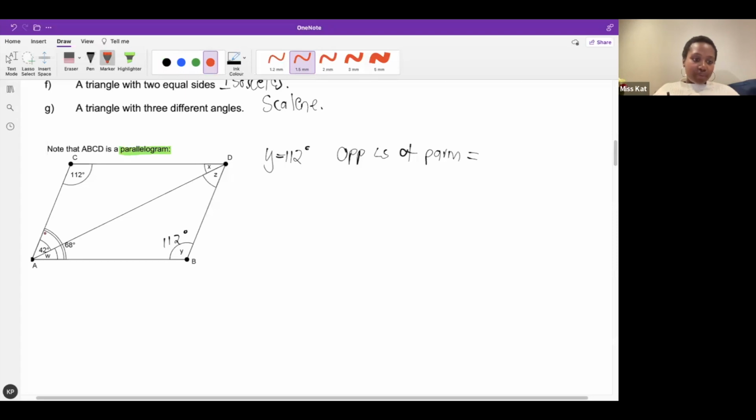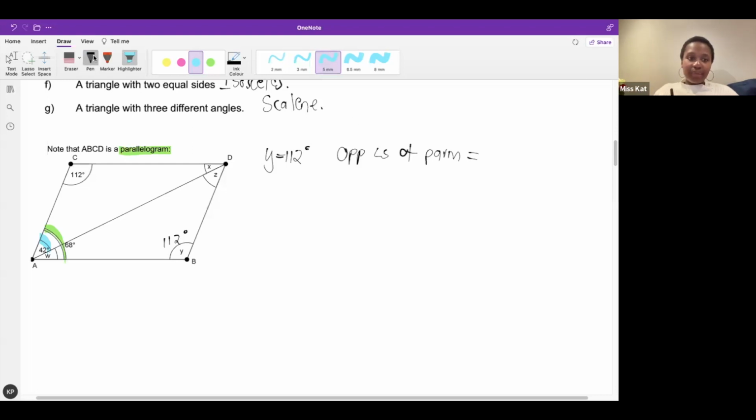Now, guys, look here. This whole angle is 68 degrees. Do you see that? So going from there to there is 68 degrees. And then this little piece over here is 42 degrees. So how are we going to find out W? How will we find W? Anyone?